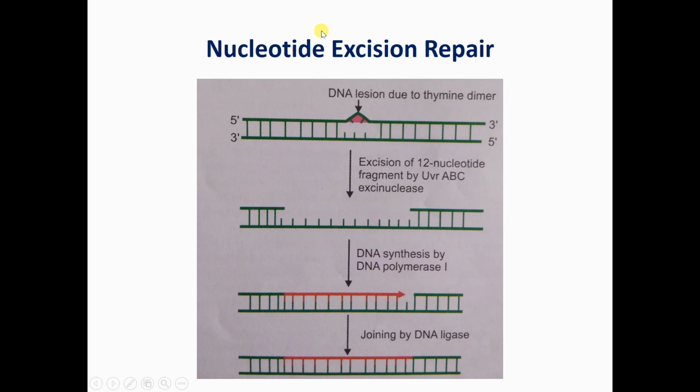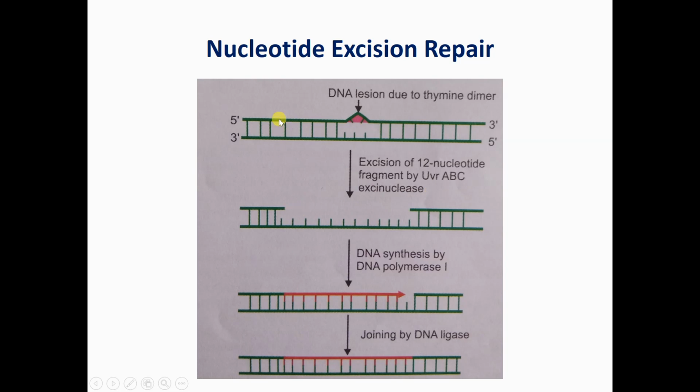How is it repaired? Suppose this is the DNA lesion due to the thymine dimer. This is the DNA damage due to the thymine dimer. So these thymine dimers cannot bind with the complementary strand after complete replication. This lesion is excised, around 12 nucleotides in prokaryotes mainly, by which enzyme? Excinuclease enzyme. The name of the excinuclease enzyme in prokaryotes is UvrABC protein. There are three complex proteins, A protein, B protein and C protein, in the excinuclease enzyme.